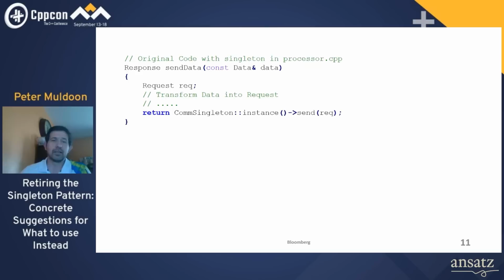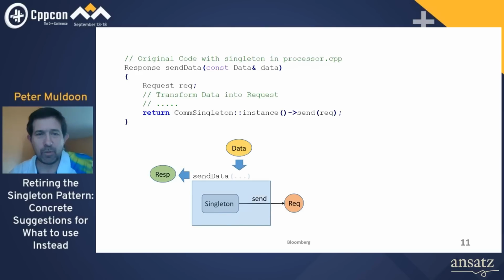Now, if I was to look at this diagrammatically, what I have is a send data function that takes data in, but has two outputs. So we have the response coming out that says it went well, it worked, it didn't work, but we also have a request being sent. And even though the response might say it worked, I need to know, is the request proper? So how do I get my hands on this?